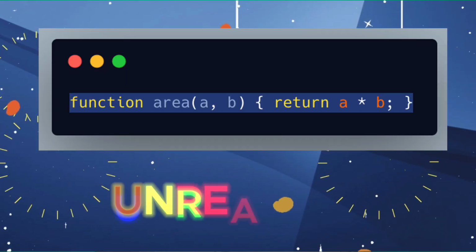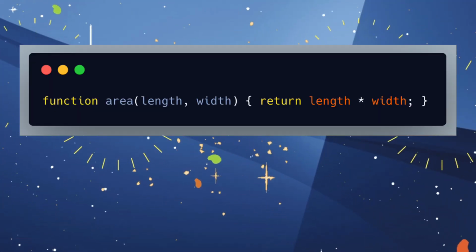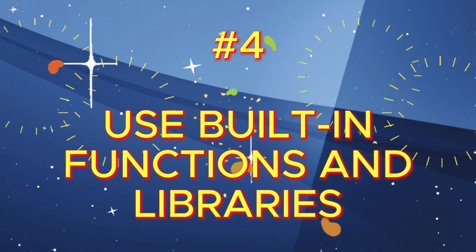For example, consider a function to calculate the area of a rectangle. Look at this function. Assume A and B are declared somewhere. This is unreadable. Look at this function where the variable names length and width are maintainable and readable. It's always better to write these type of functions because even if some other developer looks into your code, he might understand it. Point number four, use built-in functions and libraries.